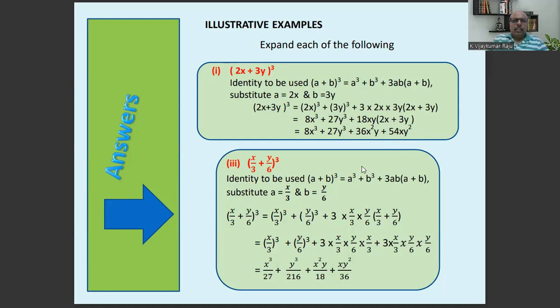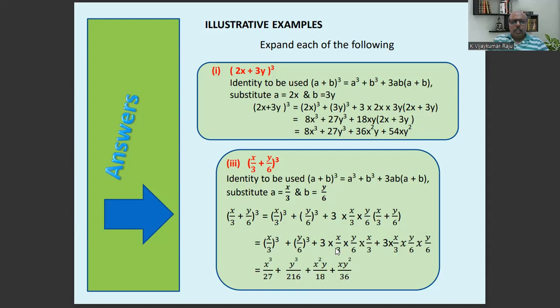Okay, now let us take another problem: (x upon 3 plus y upon 6) whole raised to 3. It is the same identity. So a is equal to x upon 3, b is equal to y upon 6. Let's put it there. You get x raised to 3 upon 27, plus y raised to 3 upon 216. Here you see a 3 cancels.